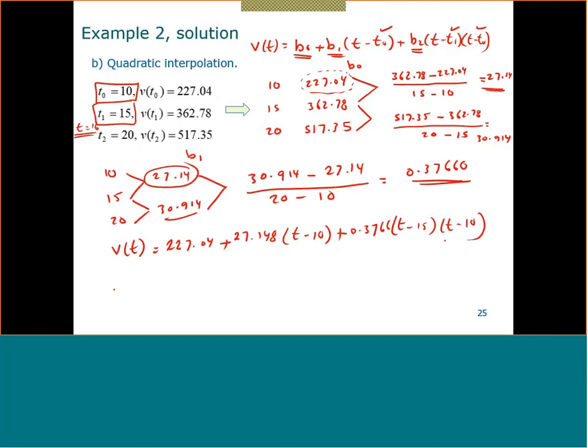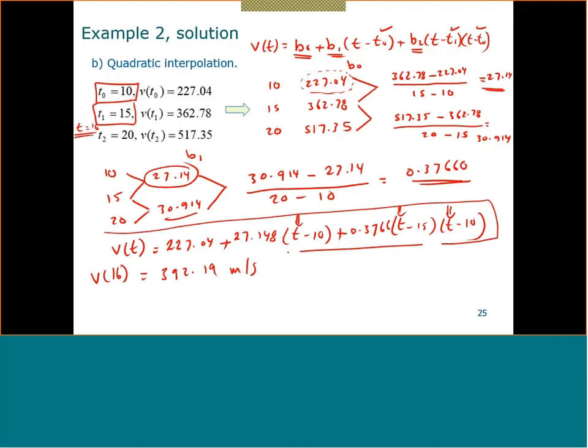Now, if I want to find my V at 16, just substitute every variable t here with 16. And if you do that, you will find this is 392.19, which is exactly the same number. So this formula is exactly the same formula we would get. But look how convenient this one is, and how much easier to program.